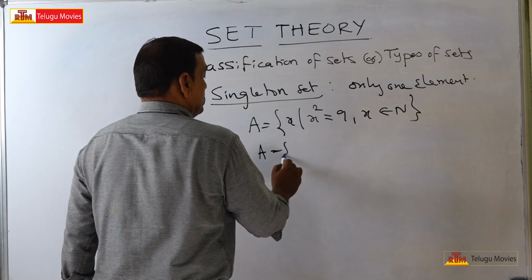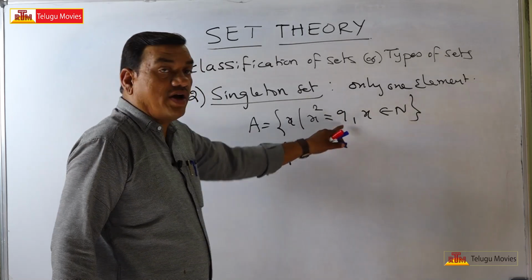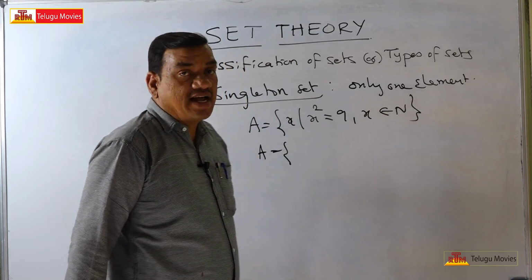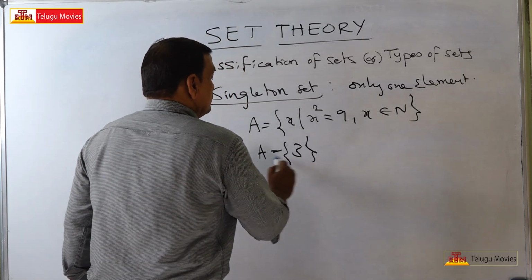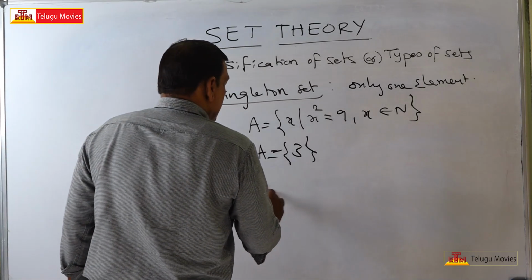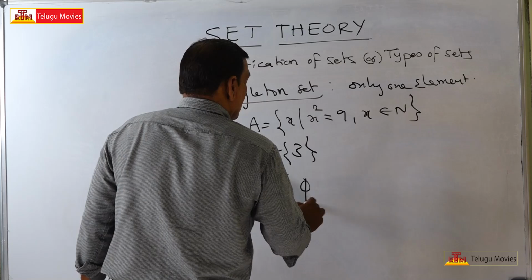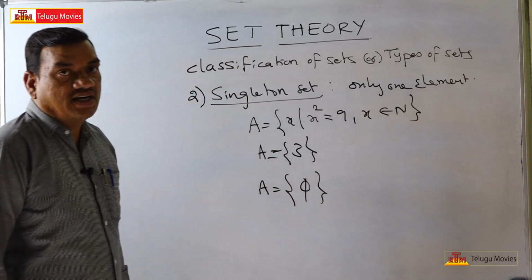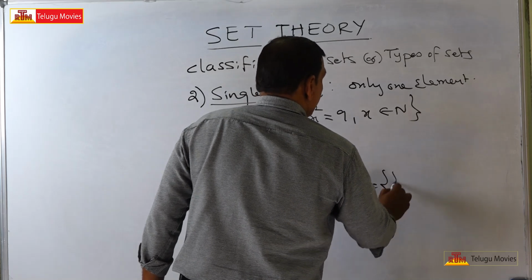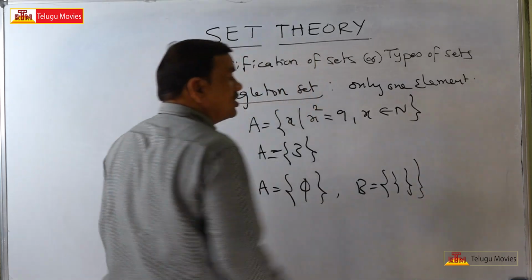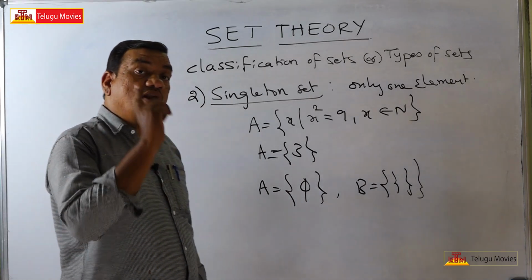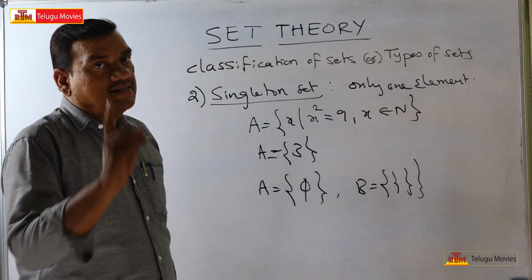So, see here. What are the elements? X square is equal to 9 means X is equal to plus or minus 3, but X is a natural number. Therefore, this is a singleton set. Okay. Like that, a set consisting of a single element is also a singleton set. Another set B is also a singleton set. That means a set containing one and only one element is called a singleton set.